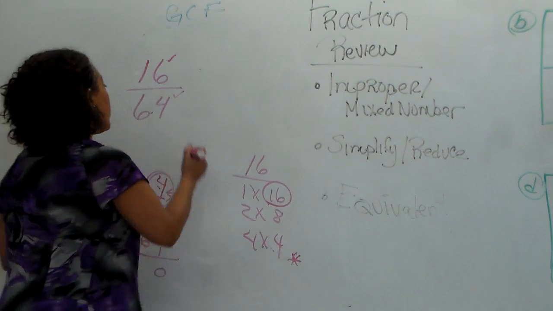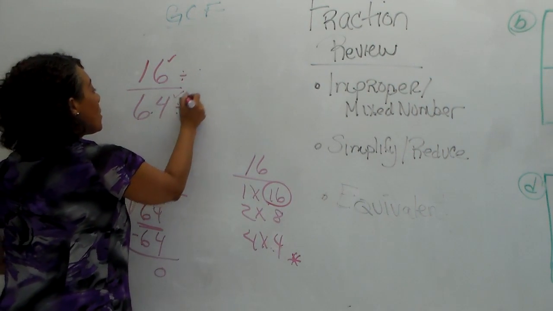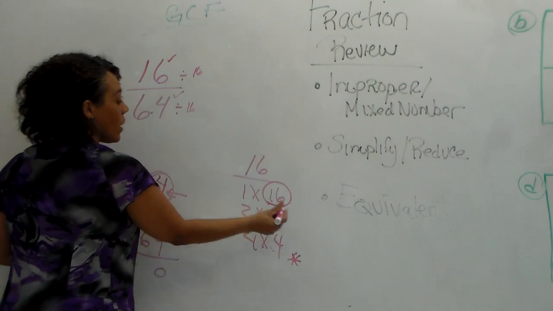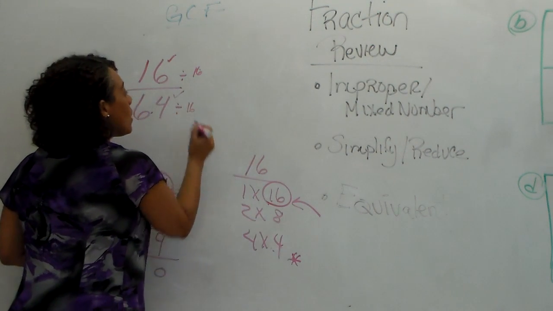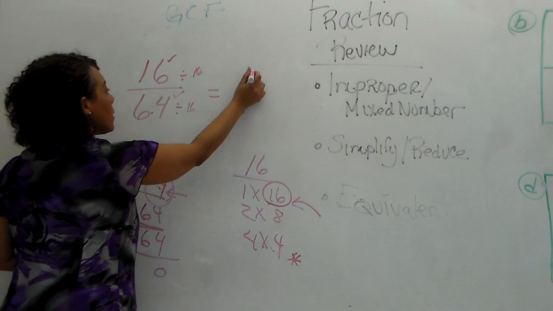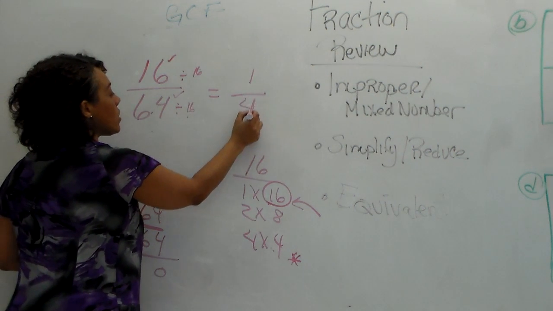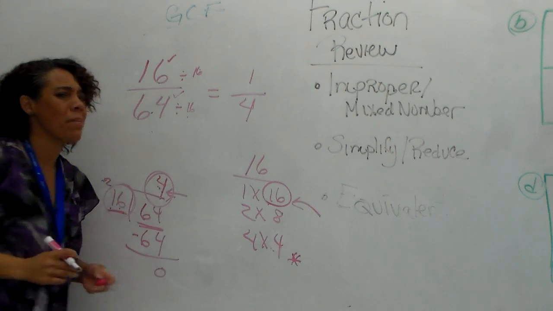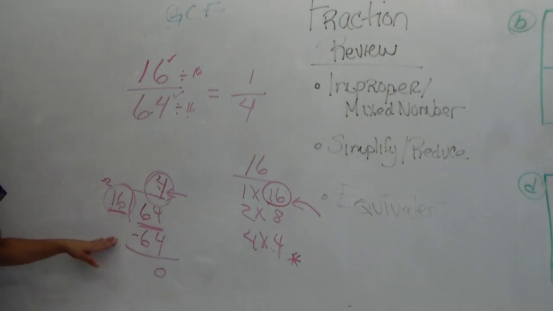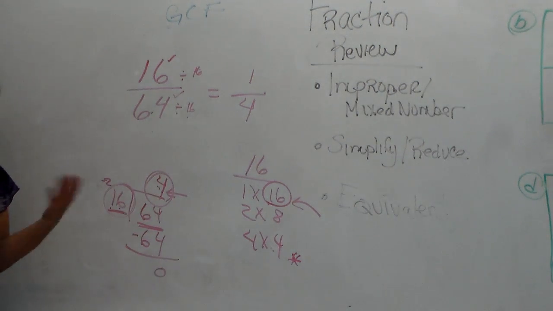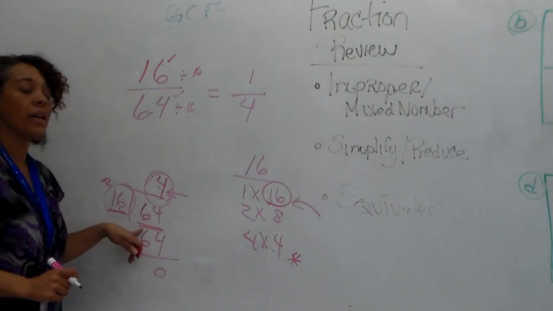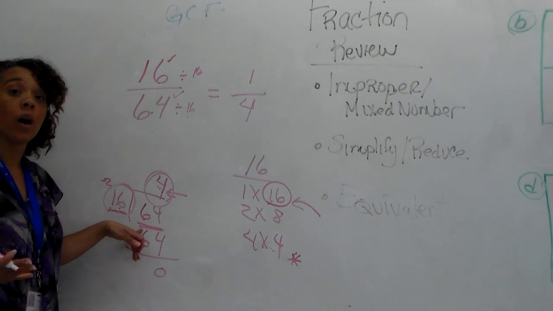Well, that makes it quite easy now to divide both the top and the bottom by that greatest common factor. 16 divided by 16 is 1, and 64 divided by 16 is 4. I don't have to do that math again because I just did that math right here. That's why it's important to be sure you're making sense of what's going on when you're solving problems.